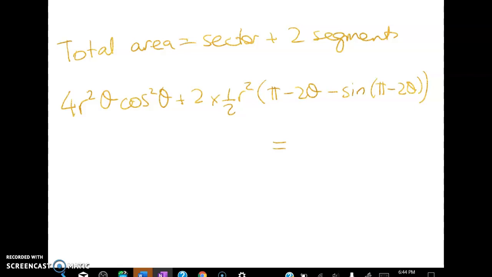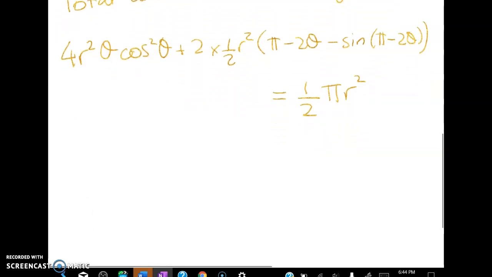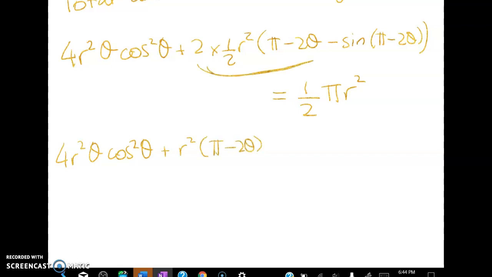Now we know that that is equal to half the area of the whole circle, so that's half pi r squared. You can see that we've got quite a bit of cleanup to do. We've got 4r squared theta cos squared theta plus r squared times pi minus 2 theta. It's this bit here, minus r squared sine of pi minus 2 theta. So here's your compound angle coming in, is equal to a half pi r squared.